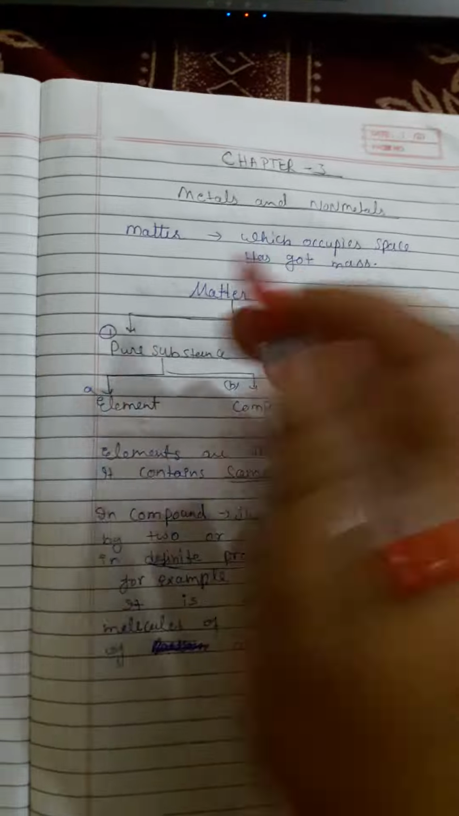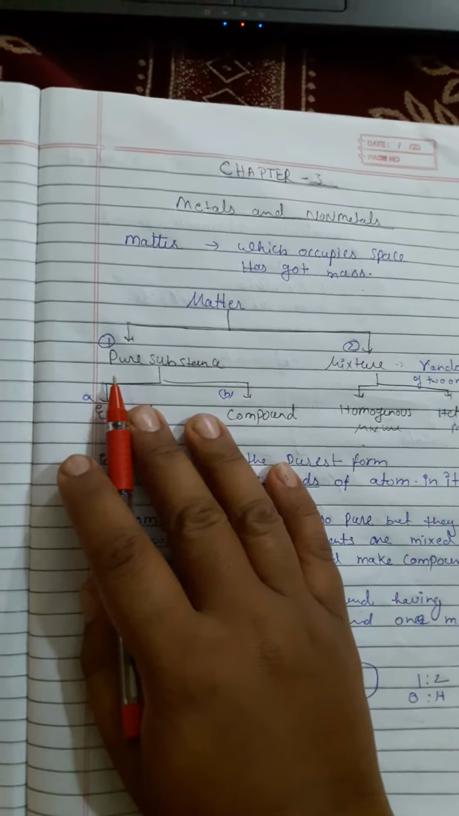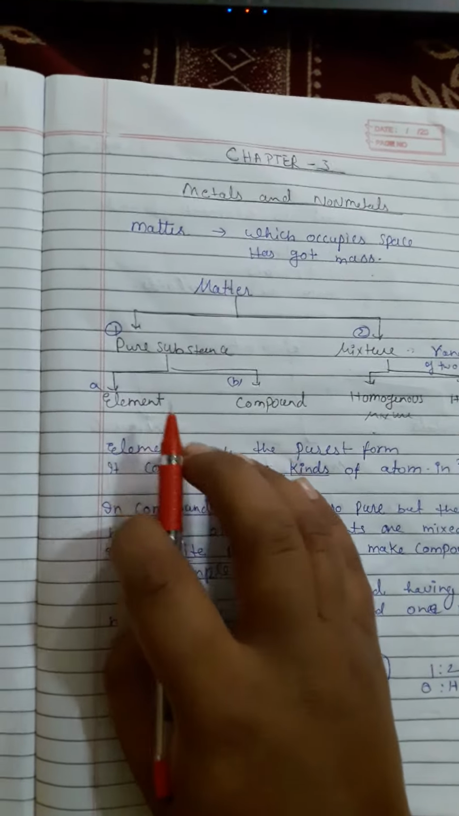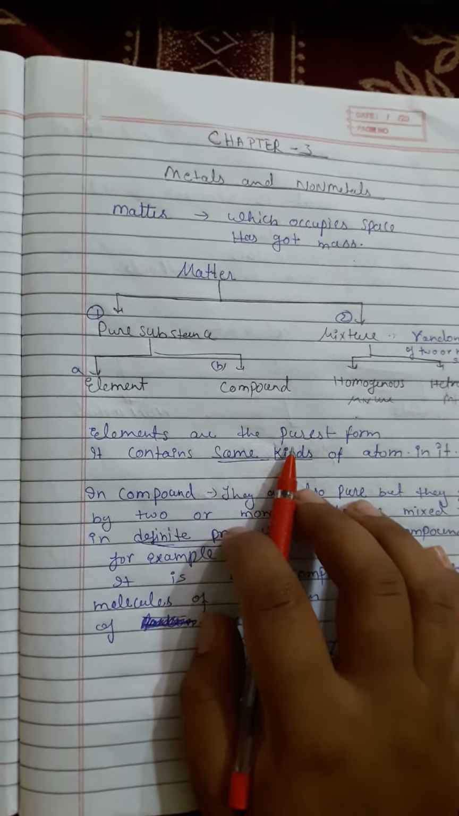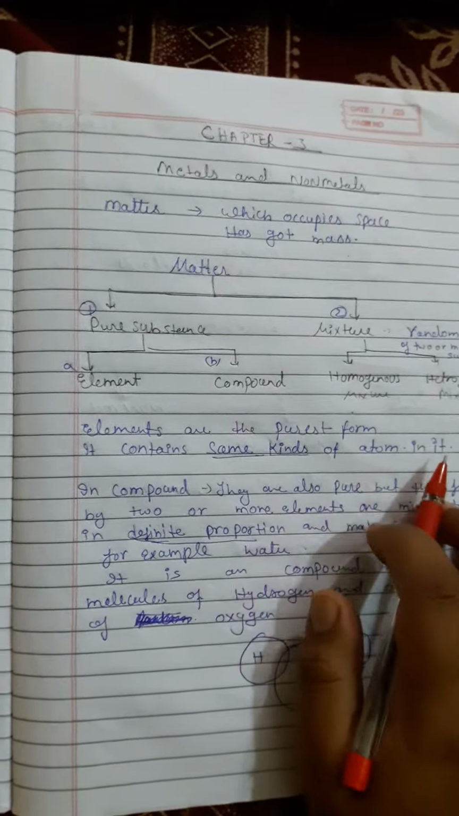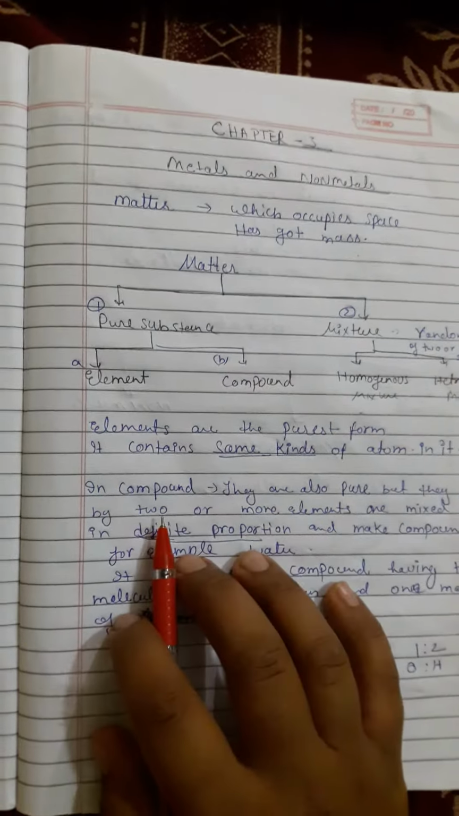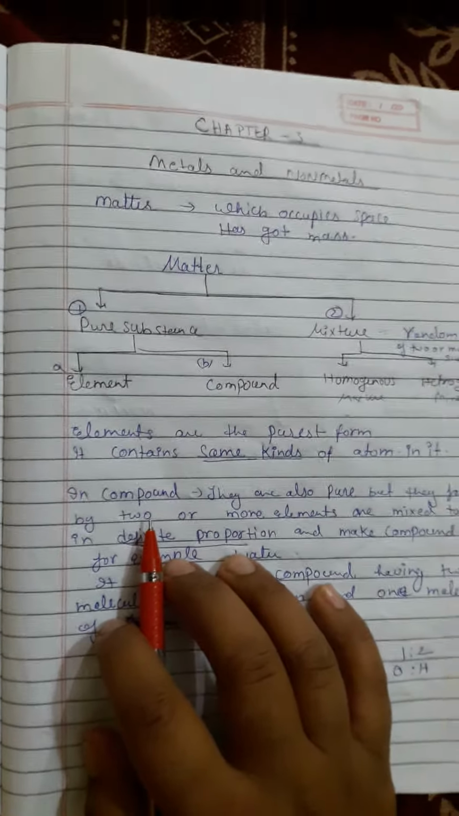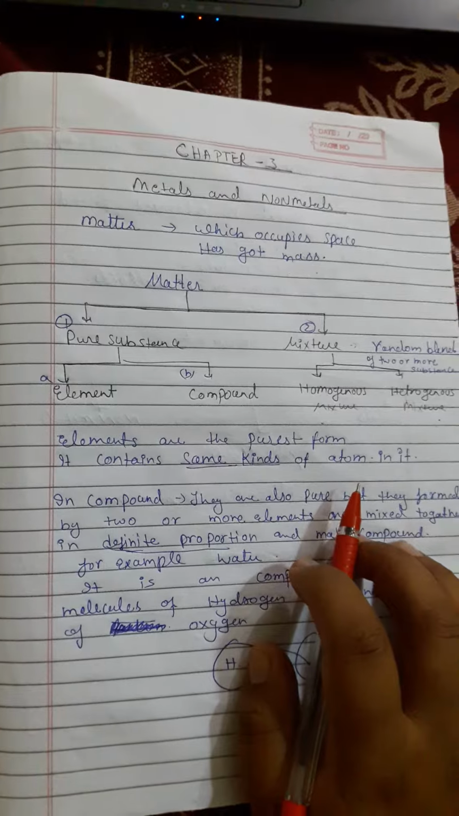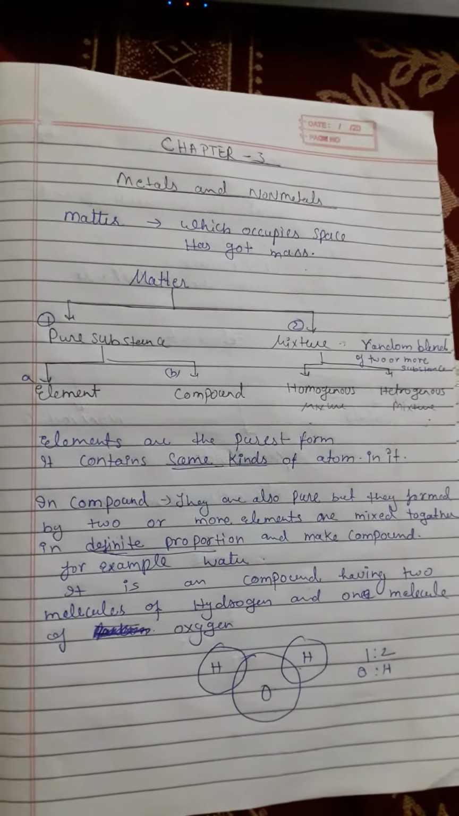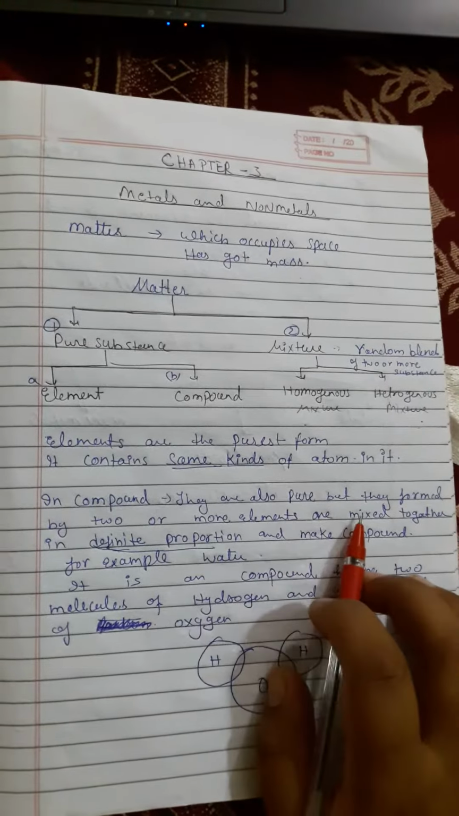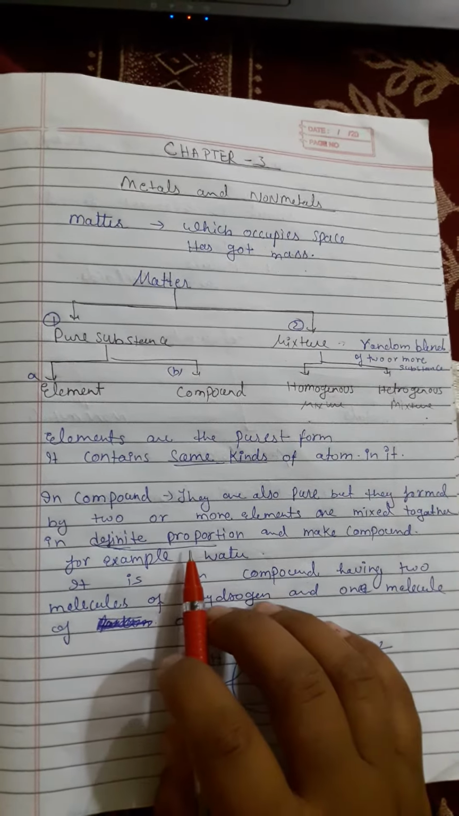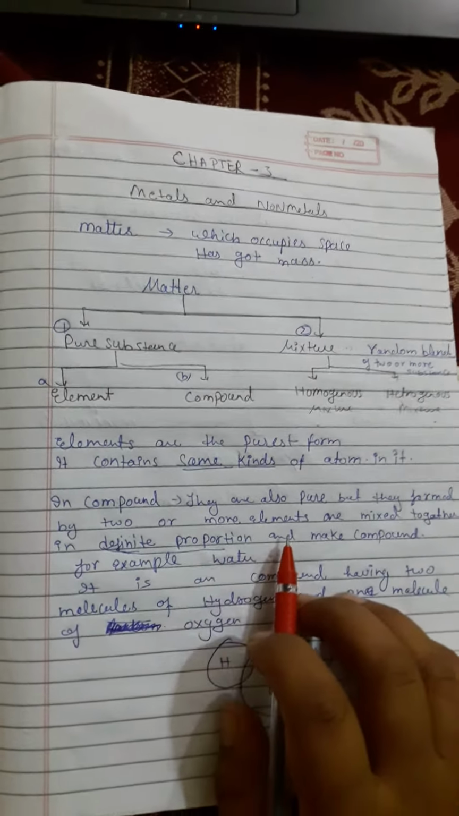Now let's come to the pure substances. Pure substances are subcategorized into two categories, that is element and compound. Elements are the purest form and they contain the same kind of atoms. But compounds are also pure, but they are formed by two or more elements that are mixed together in a definite proportion.